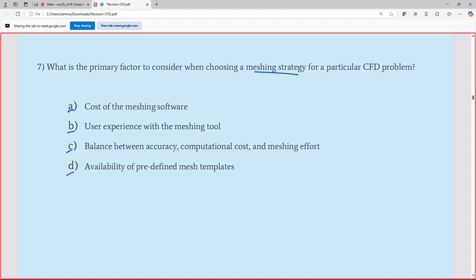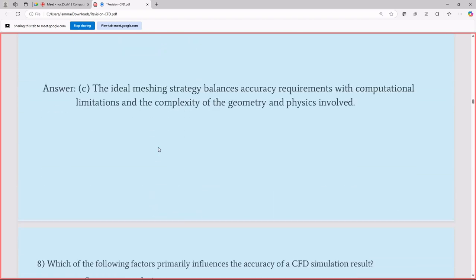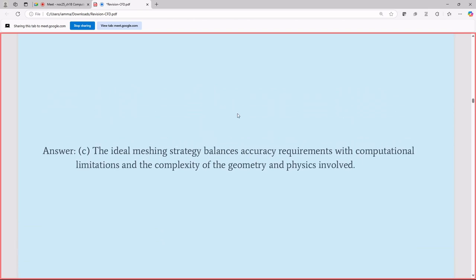Our answer is option C, balance between accuracy, computational cost, and meshing effort. All the other things are trivial cases. So our answer is option C: the ideal meshing strategy should create a balance between accuracy requirements, the computational limitations, and complexity of the geometry and physics involved.